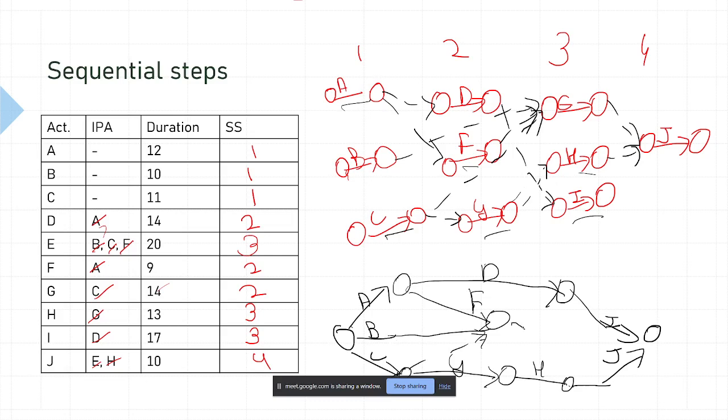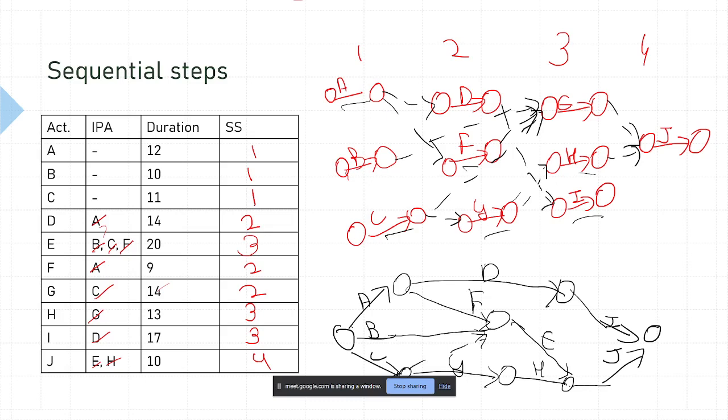Where does E end? E is a predecessor for J. I know this looks quite childish, so pardon me for this, but that's okay. Is this network logical? Yeah, it seems fine to me. Yes, sir, it is.